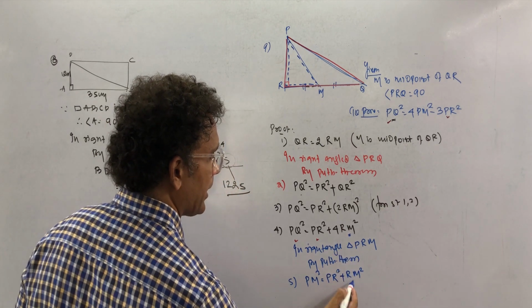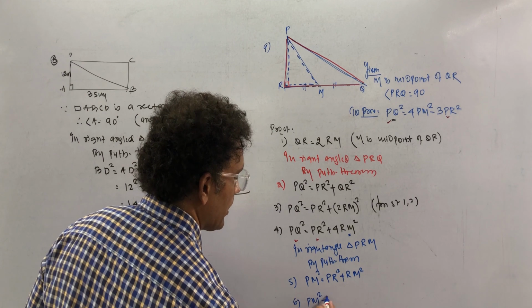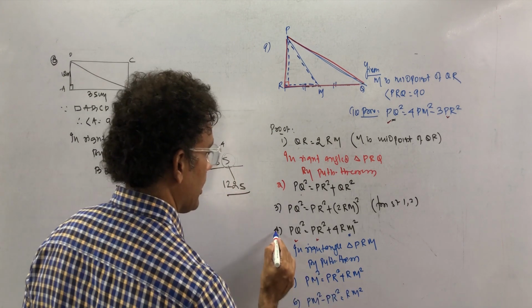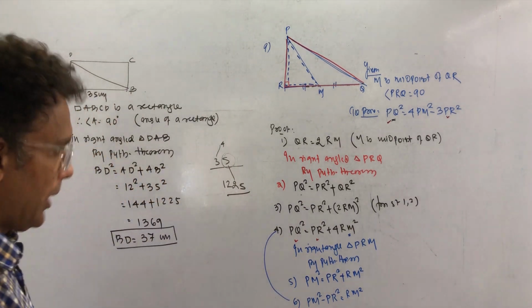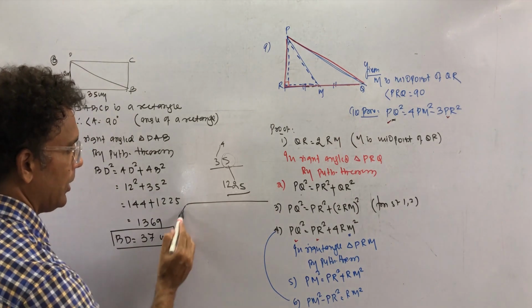हमको RM रिप्लेस करना है, तो RM एक साइड में, बाकी मेरे साइड में: PM square minus PR square is equal to RM square. अभी ये दोनों स्टेप से करेगा. I will do it over here, यहाँ पे करता हूँ, please pay attention everybody.